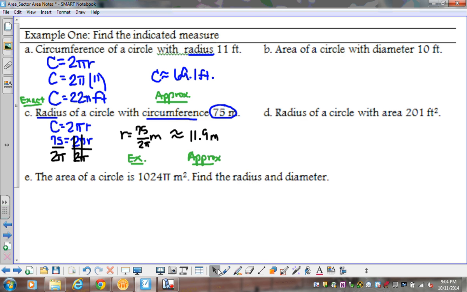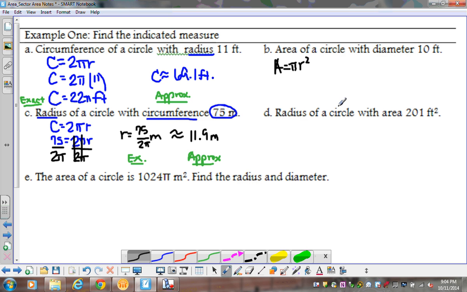If they ask me to find circumference, I'd use my circumference equation, but they're asking me to find area, so I'm going to use my area equation. Remember, I have to know my radius here. In this case, they give me my diameter is 10 feet, which means my radius is 5 feet. That's important because if you plug in a 10 here, that's your diameter, not your radius. So my area is going to be pi times 5 squared.